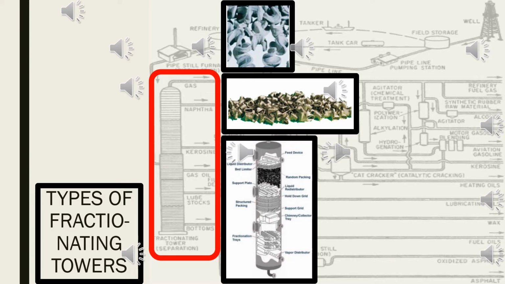Ceramic saddles. This is an inert packing made of ceramic. It is ideal for corrosive crude oils or those that will react with metal packing. It is not as efficient as other packing types.